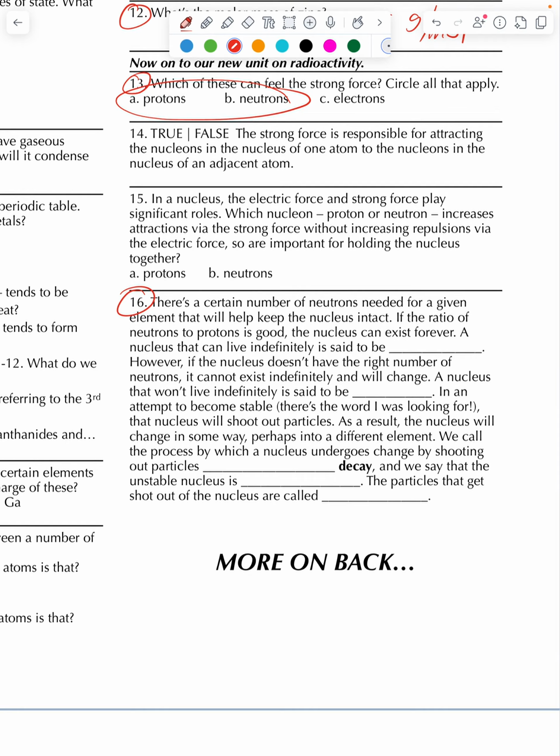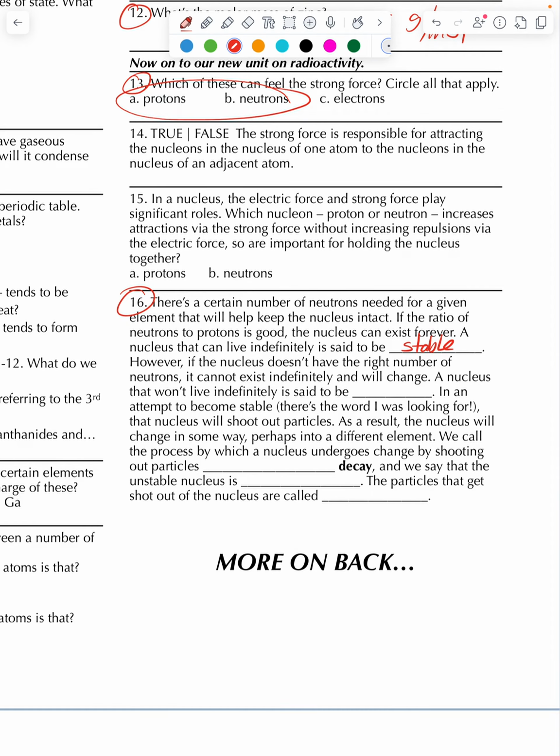A nucleus that can live indefinitely is said to be stable. But some nuclei, not having the right ratio of protons to neutrons, are going to be unstable. So it's going to change in some way. And the way it changes is it shoots out some kind of particle, some kind of energy, and it undergoes a process of radioactive decay.